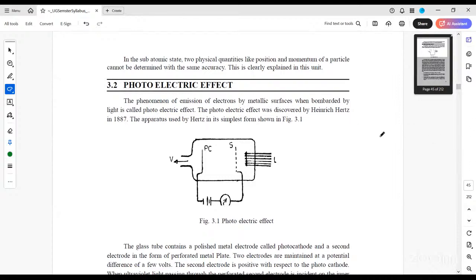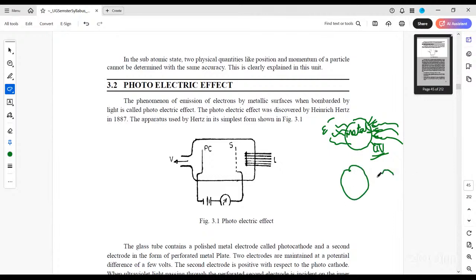Suppose here I have a metal surface. I am passing light to this metal surface. Whatever rays I am using, that is UV rays. When UV rays fall on the metal, it emits some electrons. What is the output? Electrons. Some radiation is falling on this metal and it emits electrons. So this is called the photoelectric effect.